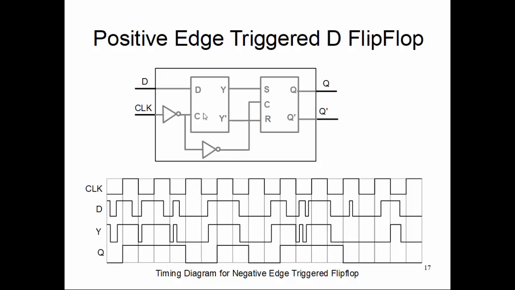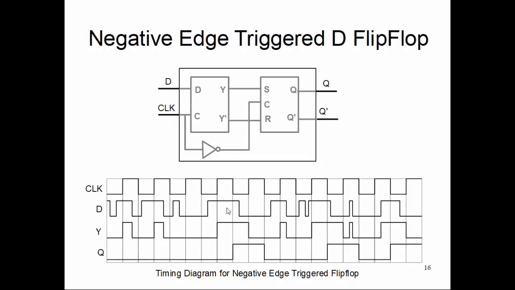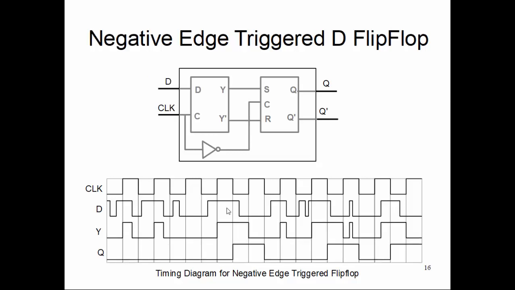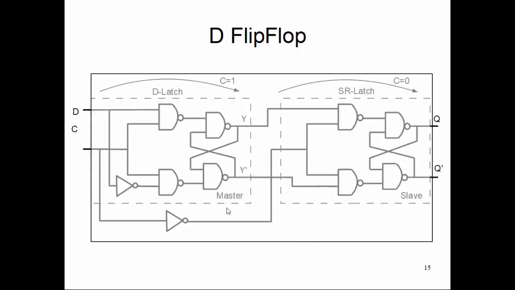One more point, this specific configuration is called a master slave flip-flop. This first stage D latch is called the master because it basically allows or disallows all the values, and the second stage is the slave. Whatever the master has latched, that value will be reflected back through this SR latch part. So this part is called the slave. So this is a master slave flip-flop configuration.